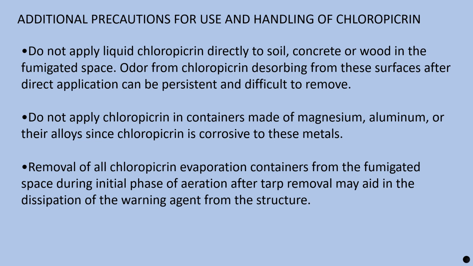Odor from chloropicrin desorbing from these surfaces after direct application can be persistent and difficult to remove. Do not apply chloropicrin in containers made of magnesium, aluminum, or their alloys, since chloropicrin is corrosive to these metals. Removal of all chloropicrin evaporation containers from the fumigated space during the initial phase of aeration after tarp removal may aid in the dissipation of the warning agent from the structure.